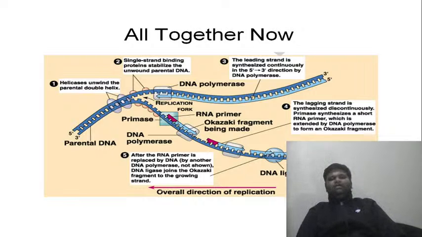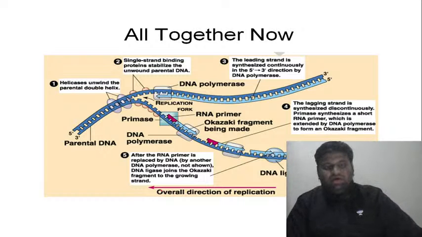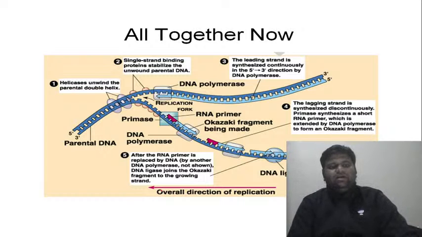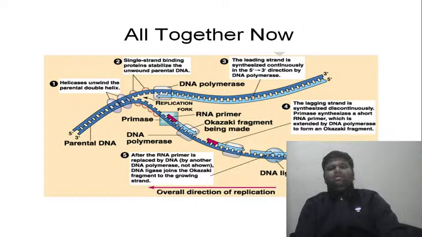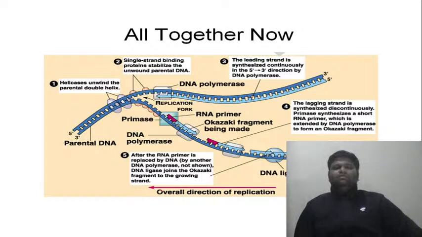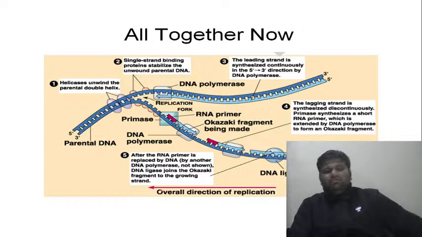So there are basically 5 steps. In step 1, the helicase unwinds the parental DNA helix. In step 2, the single-stranded binding protein stabilizes the unwound parental DNA. In step 3, the leading strand is synthesized continuously in the 5' to 3' direction by DNA polymerase. In step 4, the lagging strand is synthesized discontinuously, and primase synthesizes a short RNA primer which is extended by the DNA polymerase to form an Okazaki fragment. And in step 5, after the RNA primer is replaced by DNA, the DNA ligase joins the Okazaki fragment to the growing strand.